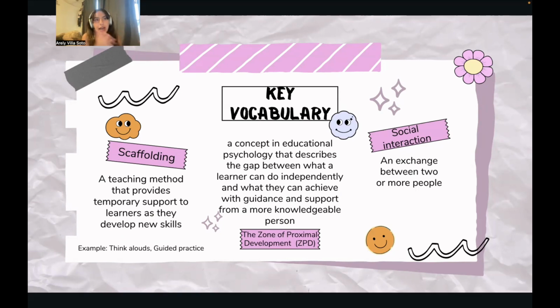Some people can just have that mental knowledge where they just know, and other kids do need that extra support. And then social interaction, which is an exchange between two or more people. So that's just everyday basic living stuff. Pretty self-explanatory, social interaction.